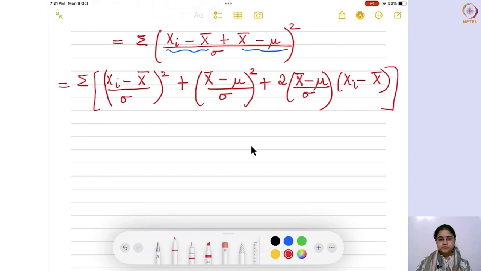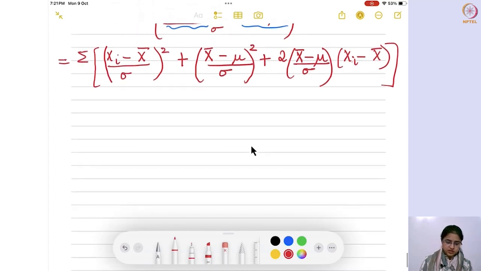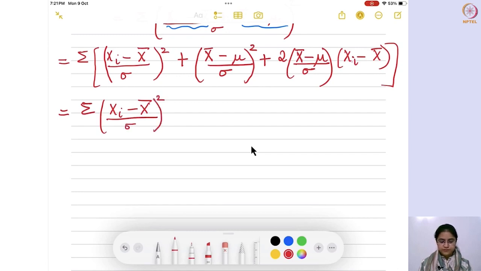Okay, if you take the summation inside, what do you get here? Summation (xi minus x bar) by sigma whole square, plus the second term, which would be n times of this.